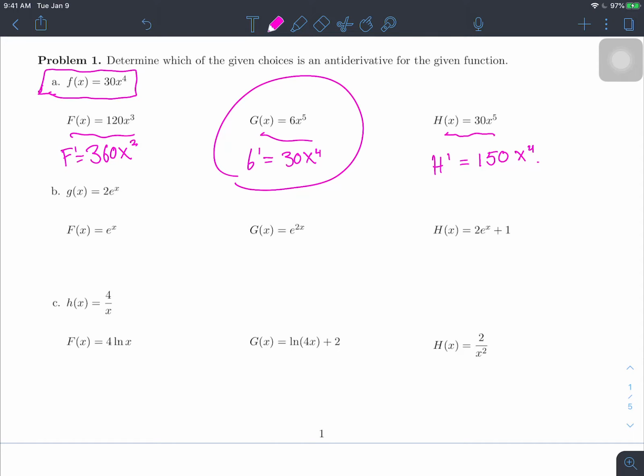All right. Why don't you guys try B and C on your own real quick? And then we'll reconvene.